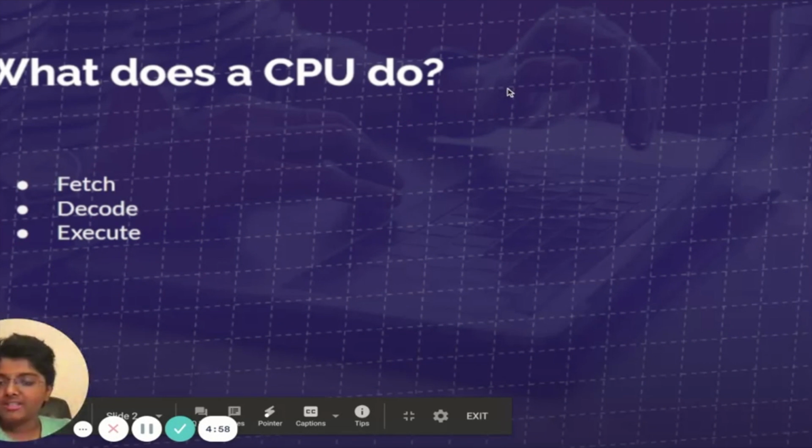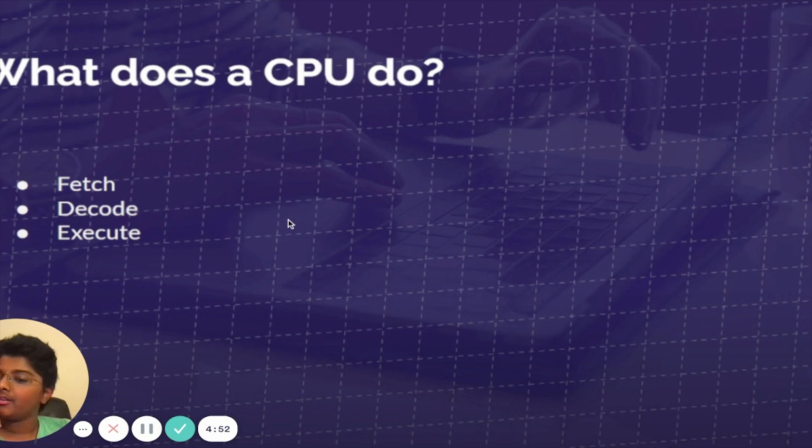So yes, what does a CPU do? Well, it fetches data, decodes it, and executes it. Well, I'm pretty sure you don't know what I mean. But basically, for example, let's say you want to brush your teeth. Our brain fetches the data from our memory. Our brain fetches the data, which is basically what a CPU does.